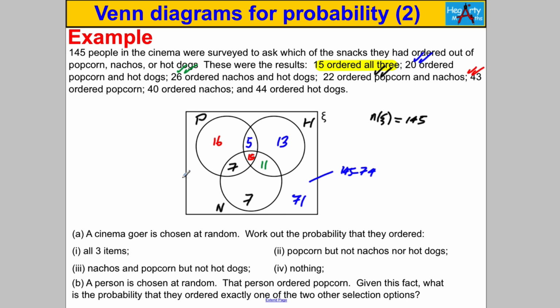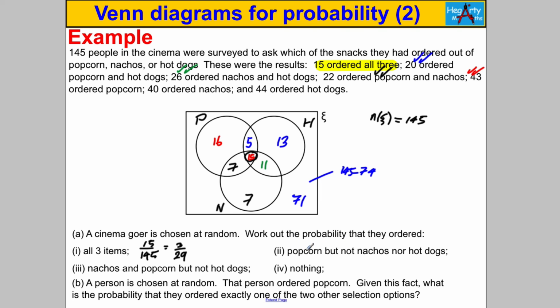Now some probability questions that are going to be really easy to answer because we've got a fully labelled Venn diagram. A cinema goer is chosen at random. Work out the probability they ordered all three. There are 15 such people out of a total of 145. So 15 out of 145, and you can simplify that fraction. Dividing top and bottom by 5, it simplifies to 3/29.